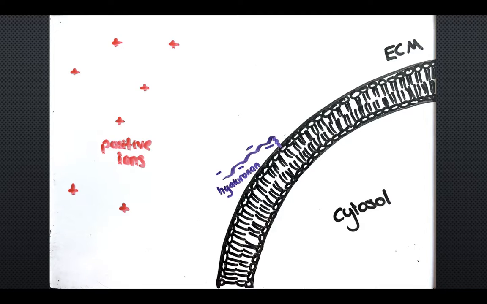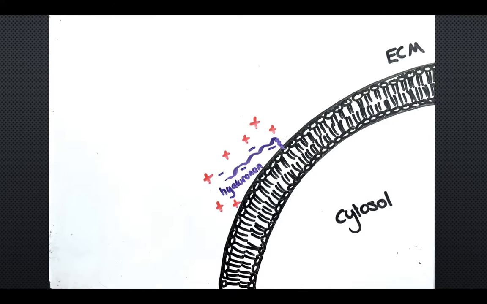So hyaluronan is attached to the plasma membrane and it is in the extracellular matrix. And as we discussed in lecture, it's negatively charged due to the COO minus groups and the SO4 minus groups. So this is naturally going to attract the positive ions that are floating around outside cells. So this is what that looks like.